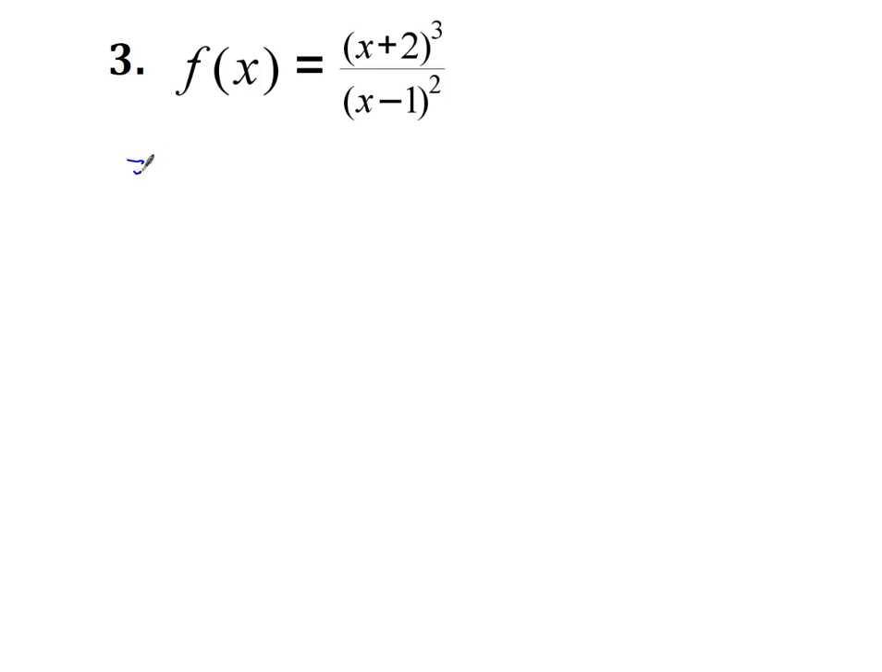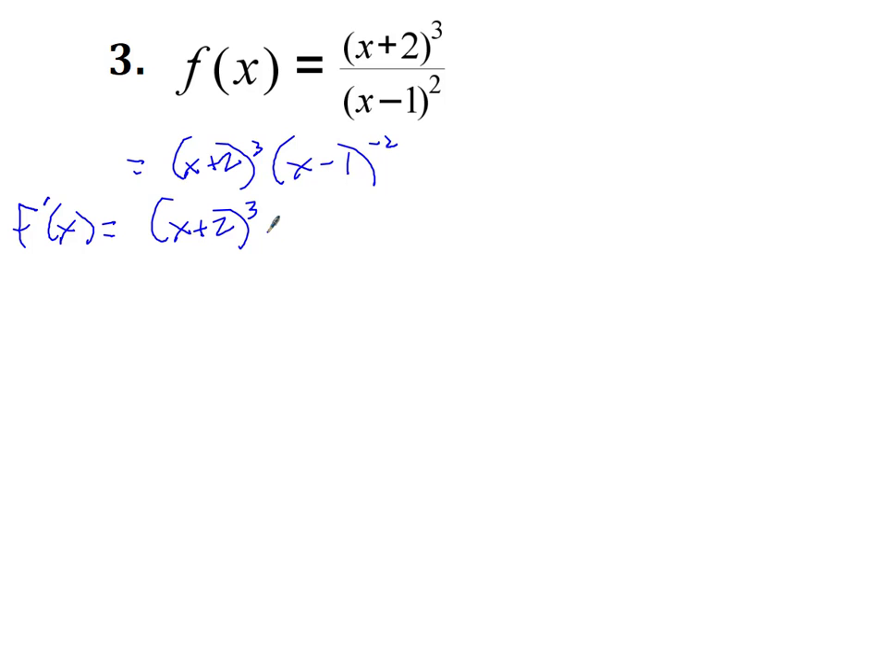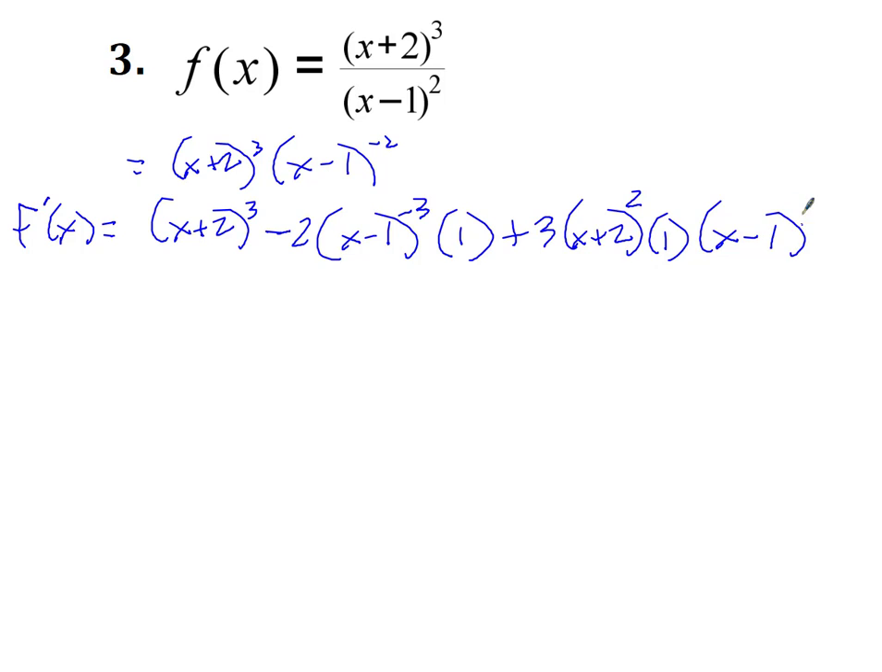All right, I'm going to rewrite this as (x plus 2) cubed times (x minus 1) to the negative second. Because that's in the denominator, I'm going to move it up to the other side of the fraction bar and change that exponent to a negative. Now I'm going to apply the product rule. First component intact. Take the derivative of the second component, so I get a negative 2 times (x minus 1), subtract 1 from the exponent to get negative 3, times the derivative of what's inside, which is just 1, plus the derivative of the first one, 3 times (x plus 2) squared, times the derivative of what's inside, which is 1, times the second component intact.